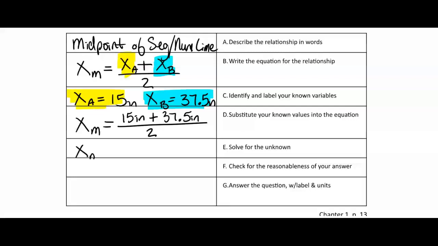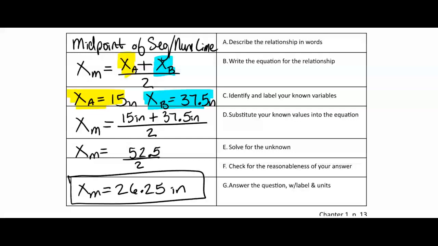So my x sub m equals my 15 plus 37.5 is going to be 52.5 divided by 2. Okay. There we go. 26.25 inches, remembering my units.